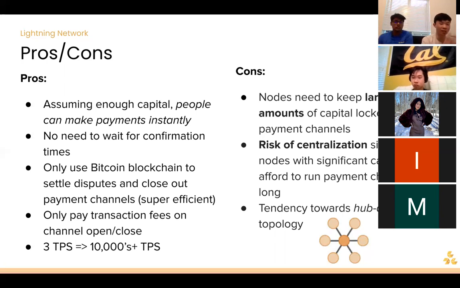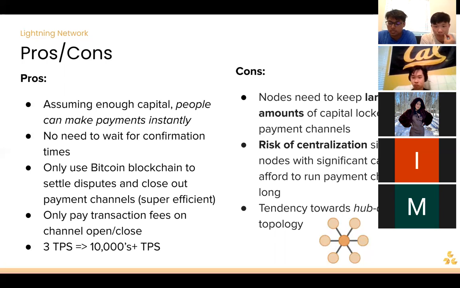Which is why I'm so excited about Lightning Network, because this could truly be the thing that makes Bitcoin usable on a daily basis, which is, if you ask certain people, the goal of Bitcoin. There are some cons with Lightning Network, and we can speak about the scalability triangle as well.